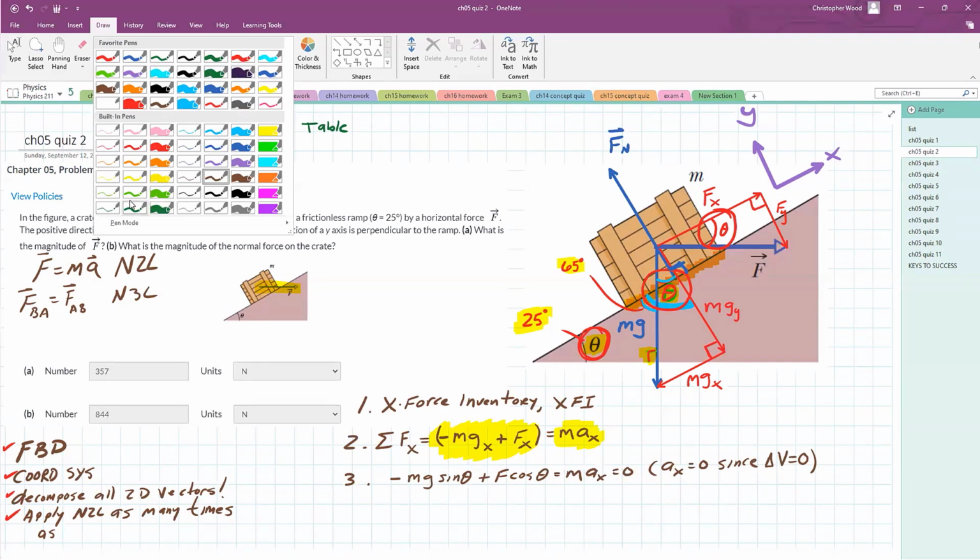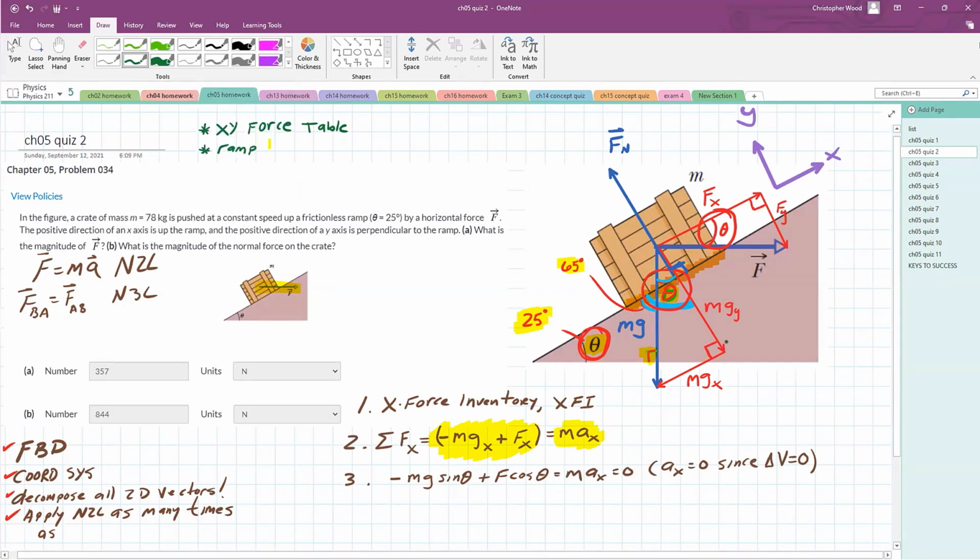A little sidebar conversation here: if I look at this triangle and ask what is sine theta, sine theta is opposite, which is mgx, over the hypotenuse, over mg. So that's how I'm replacing mgx: mg sine theta equals mgx. So that's my x component. Now you know where this term comes from. And I had the negative.